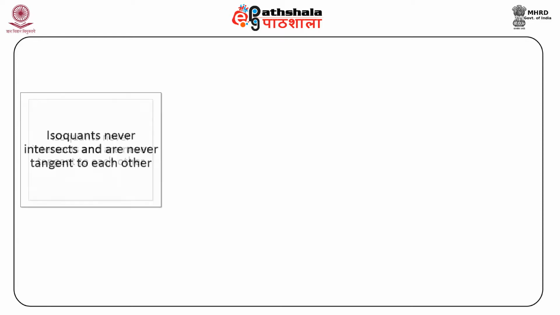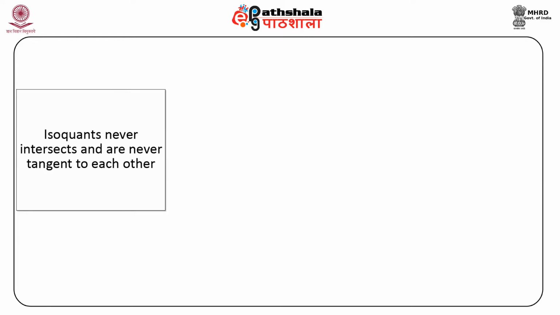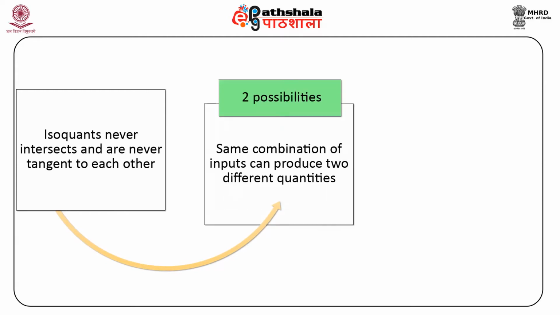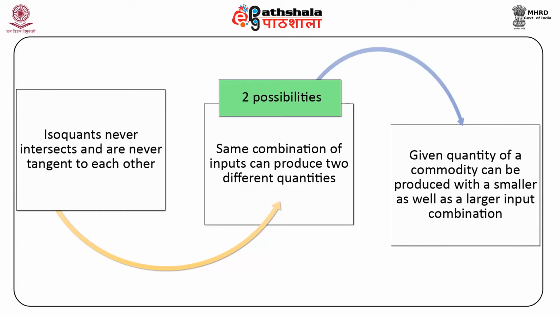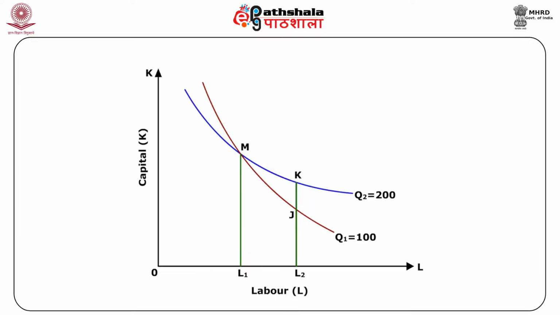Moreover, the isoquants never intersect with each other and are never tangent to each other. Else, there will be two possibilities. First, the same combination of inputs can produce two different quantities of the same commodity. And second, a given quantity of a commodity can be produced with a smaller as well as a larger input combination. For instance, consider the figure.